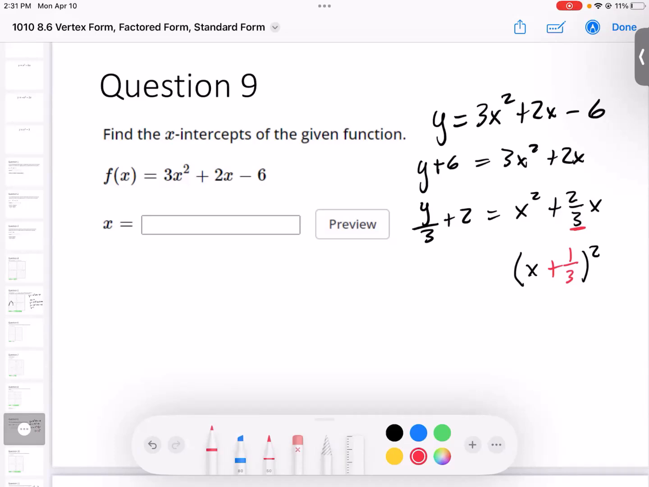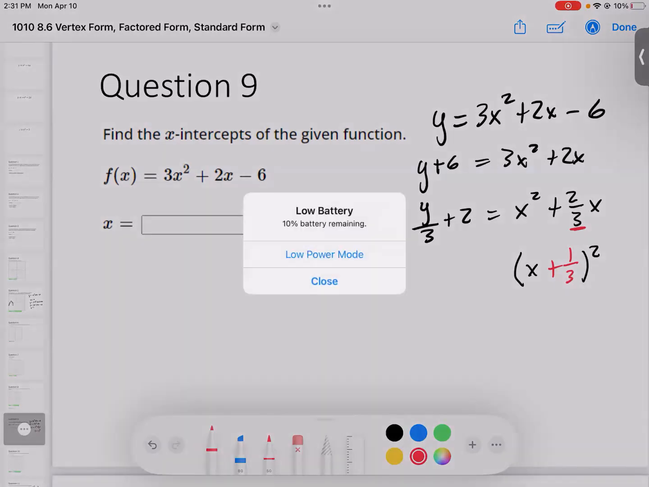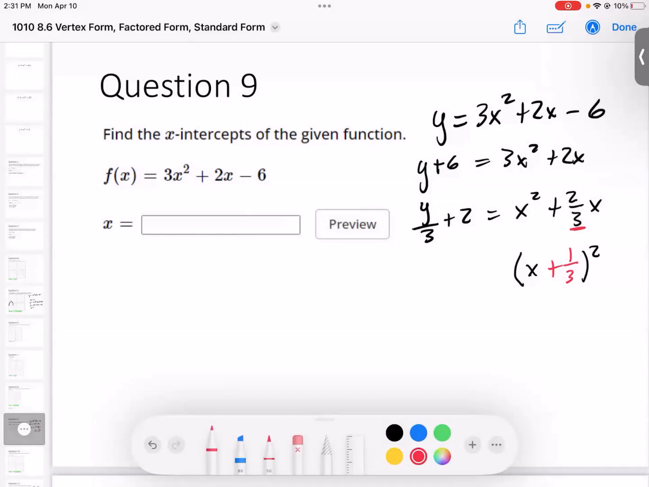But then I also need to have my constant added on to the end, which is this squared. So if I square 1/3, 1/3 times 1/3 will be 1/9. So I'm going to add 1/9 to both sides of my equation. I did half of 2/3. So 2/3 times a half is 2/6, but 2/6 can be reduced to 1/3.